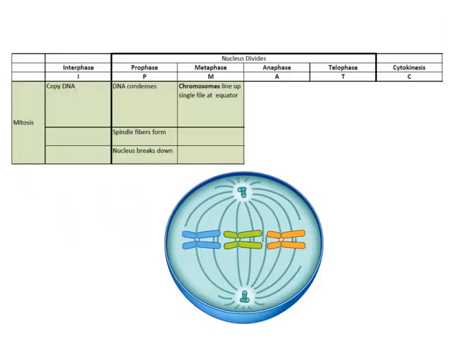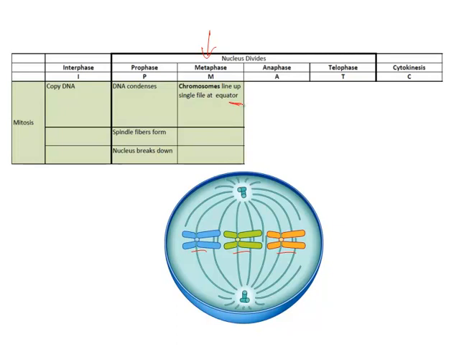So we want to go back to our chart again and continue filling it in. So we have metaphase as the next stage, where in metaphase our chromosomes are lined up single file right down the center. So our chromosomes line up at the equator.